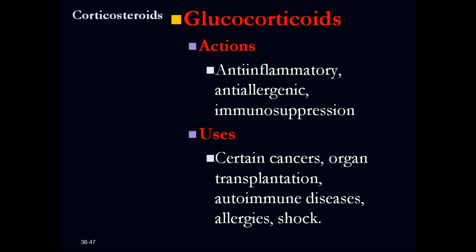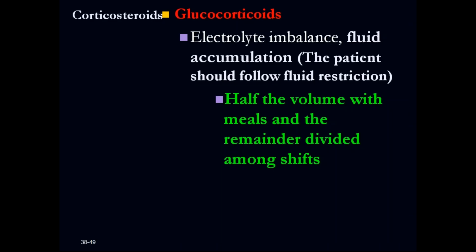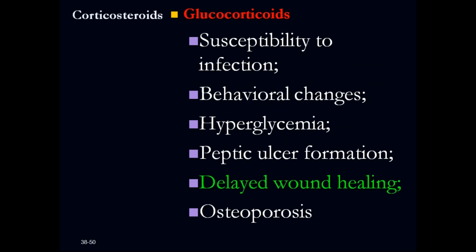Okay? All right, so electrolyte imbalance, fluid accumulation. How to prevent fluid accumulation? Mostly we need to be giving half of the volume with the meals, and the remainder divided in between shifts. So how much volume are you going to take? About 1500 ml.